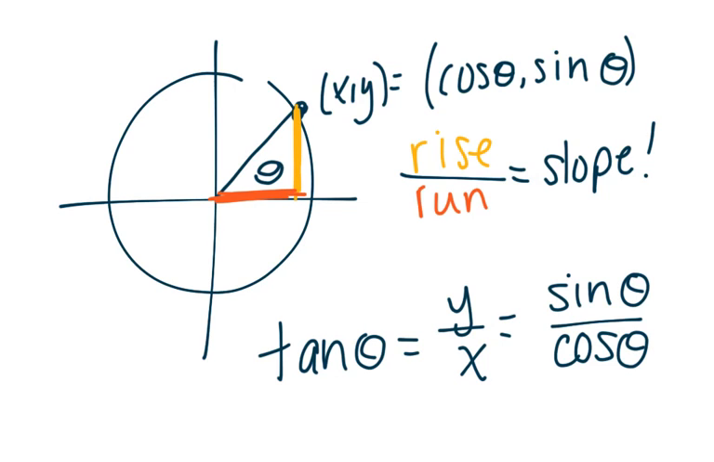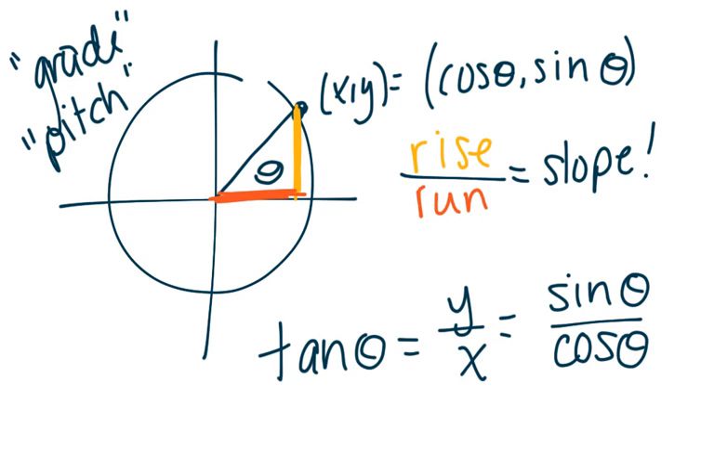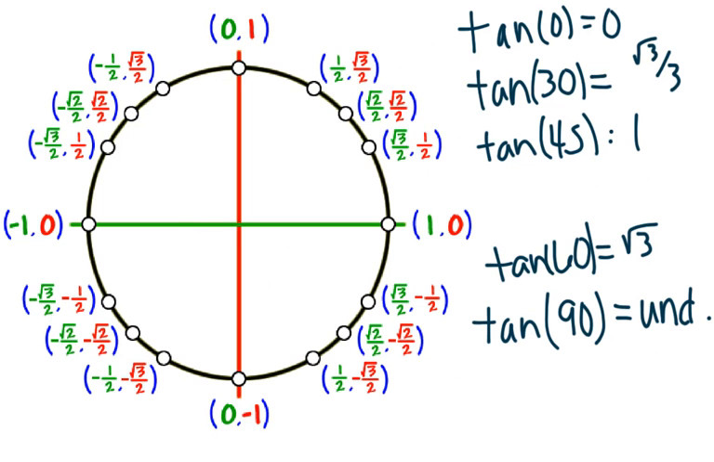This might also be referred to as a grade or a pitch in story problems. So grade and pitch mean the same thing as slope or steepness. Now we can label the coordinates on our unit circle using exact values based on our 30-60-90 triangles and our 45-45-90 triangles. And then we can go on from there and write our values for tangent as well. So I have that off to the side. Notice that tangent of 90 degrees is undefined.